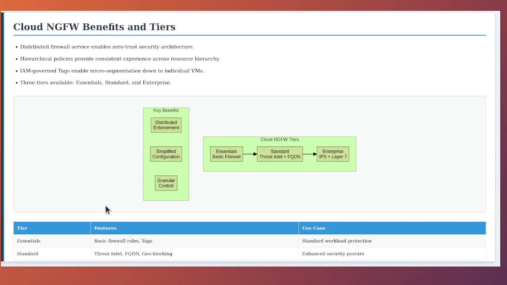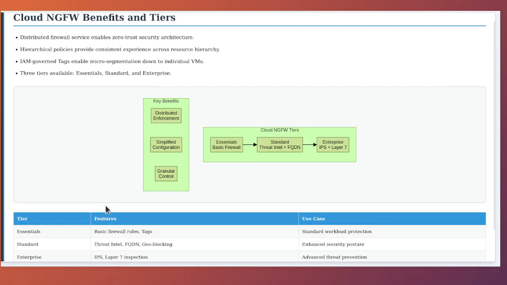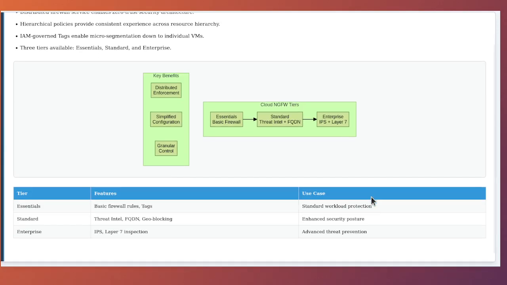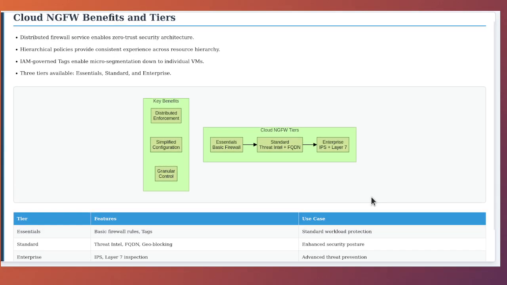Cloud Next Generation Firewall Benefits and Tiers. Let me explain the core benefits of Cloud Next Generation Firewall before we dive into the different tiers available. The first major benefit is that Cloud NGFW operates as a distributed firewall service. This means the firewall enforcement is stateful and fully distributed, running directly on each host. This architecture is fundamental to implementing zero-trust security because protection travels with the workload rather than relying on network boundaries.